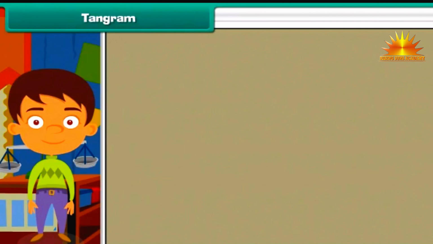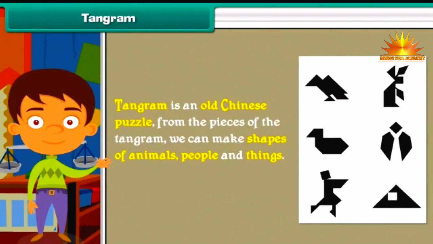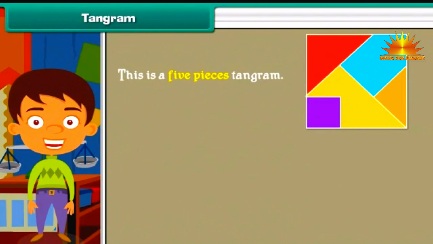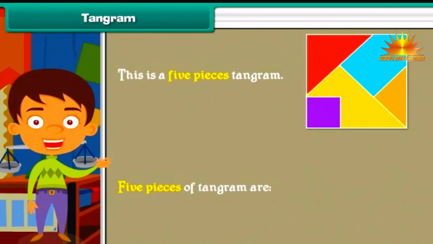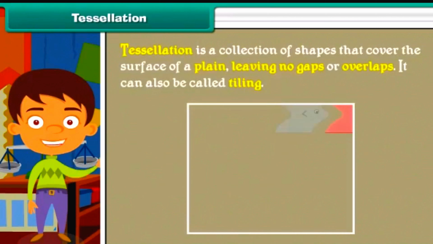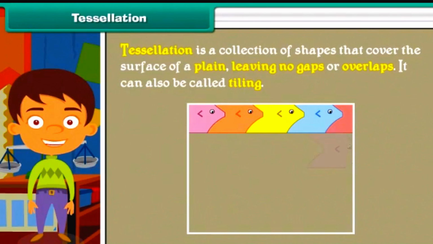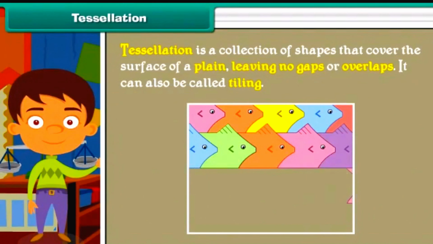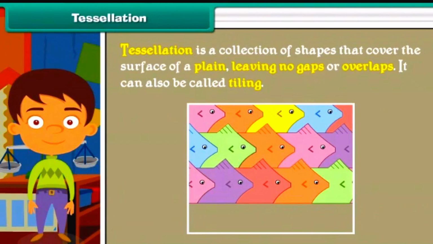Tangram. Tangram is an old Chinese puzzle. From the pieces of the tangram, we can make shapes of animals, people, and things. This is a 5 pieces tangram. 5 pieces of tangram are. Tessellation. Tessellation is a collection of shapes that cover the surface of a plane, leaving no gaps or overlaps. It can also be called tiling.